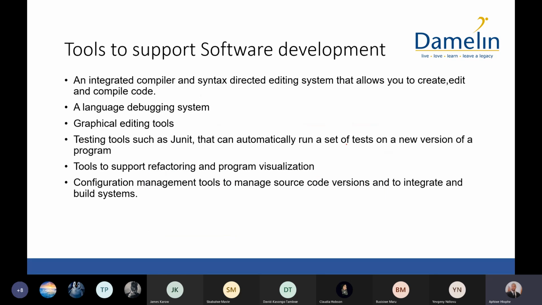And then lastly, the tools that support software implementation or software development. Obviously during software development, we're going to be using some sort of integrated environment. So your integrated compiler and syntax-directed editing system that allows you to create, edit, and compile code, such as Visual Studio, a language debugging system. Usually, Visual Studio is integrated, so it will also have language debugging integrated into it. Graphical editing tools. Maybe you may be using Photoshop to create markups and so forth.